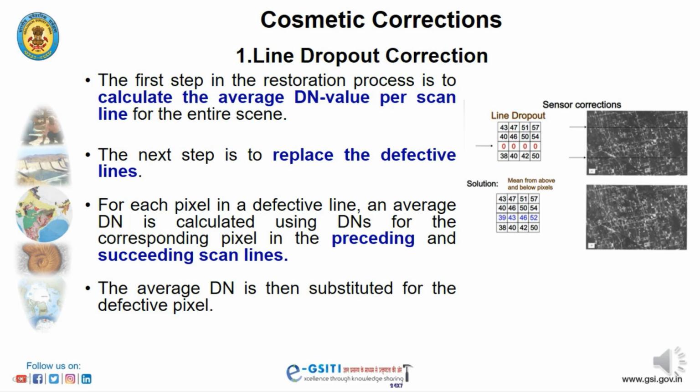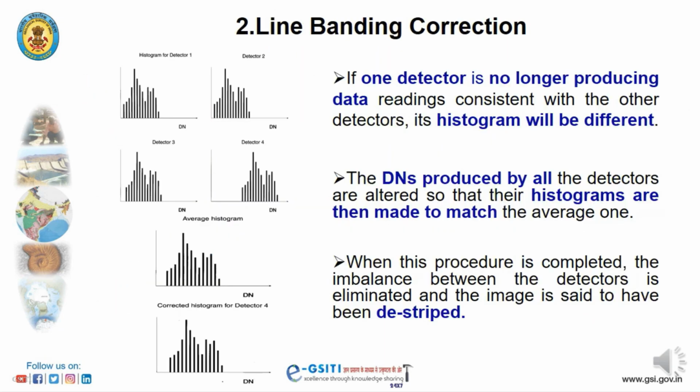In this picture, we can see a particular line where zero values are given, where the DN values are null values, and in the image we can see a line dropout. These corrections are done as we explained, by taking the average DN values in the preceding and succeeding scan lines and substituting these null values.